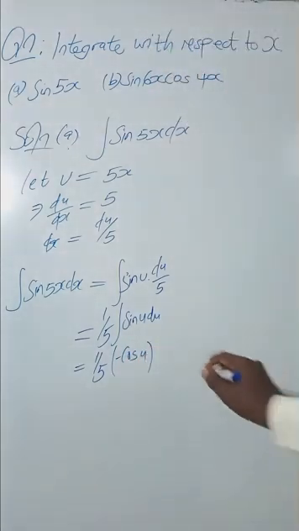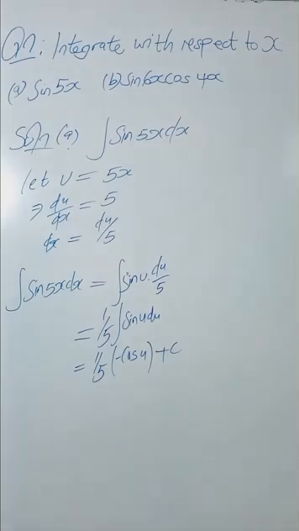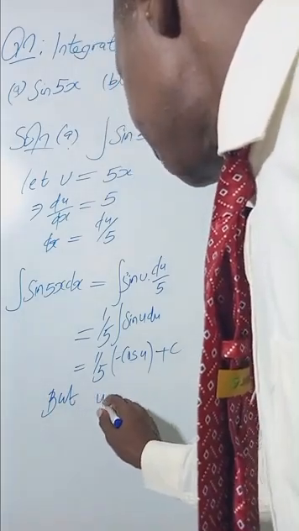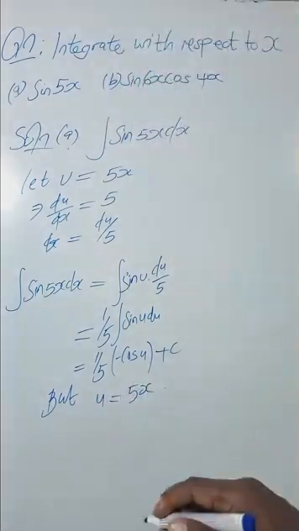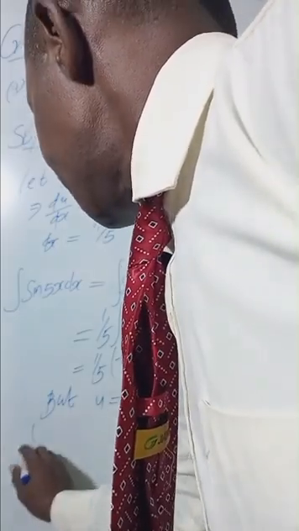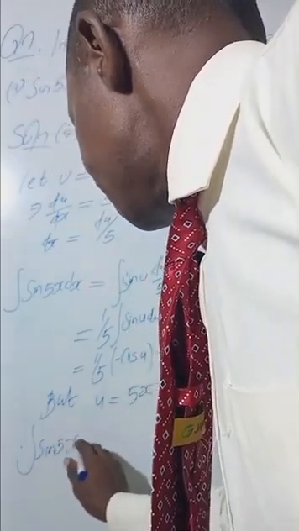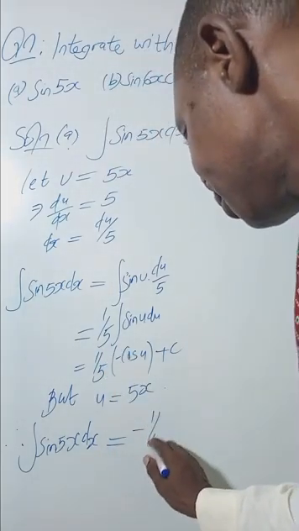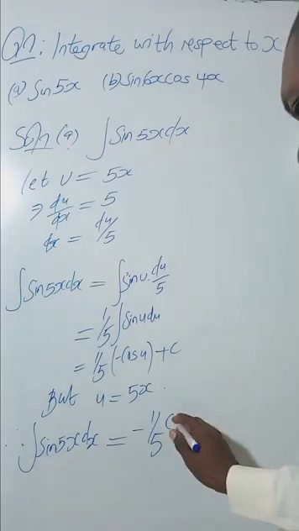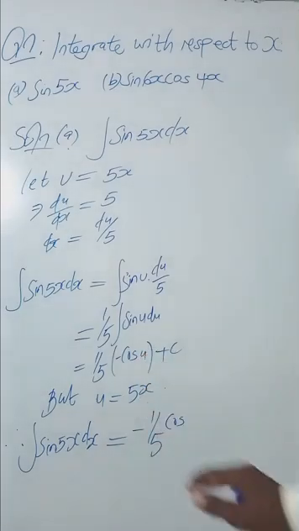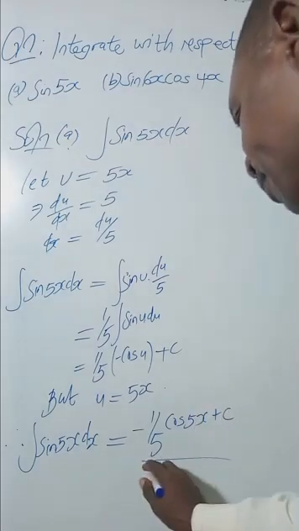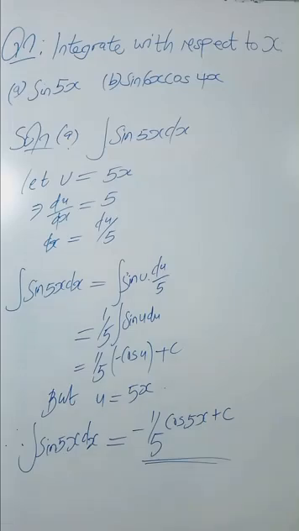When you're integrating, don't forget to add the arbitrary constant. You can choose any letter, but the most preferred letters are k and c. We mentioned that u is equal to 5x. So the integration of sine 5x with respect to x gives us negative 1 over 5 cos 5x, then we add the constant c. So this is the answer for our part A.